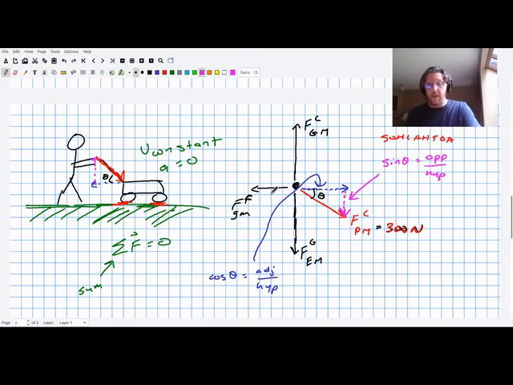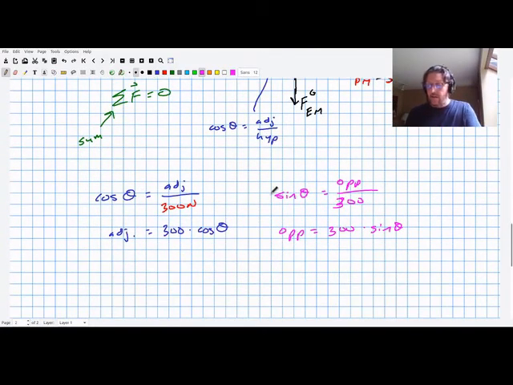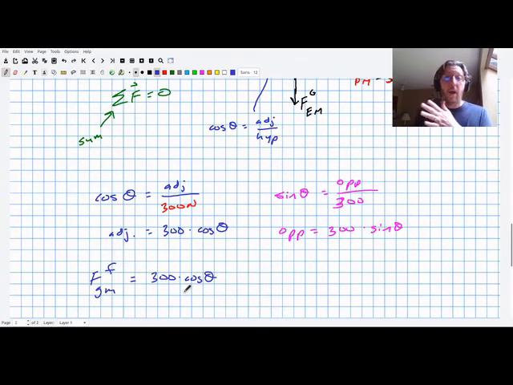So summarizing all of that, the friction between the ground and the mower has to be equal to 300 times the cosine of the angle in order for it to be balanced. If the friction happens to be smaller than that force, then it will accelerate forward. If the friction is bigger than that force that I'm showing here in blue, then the mower will accelerate backwards and slow down.